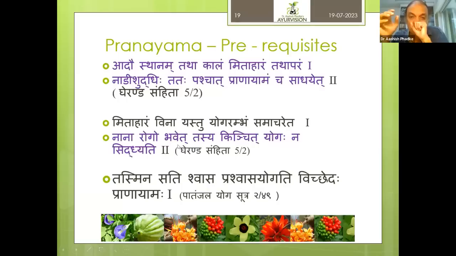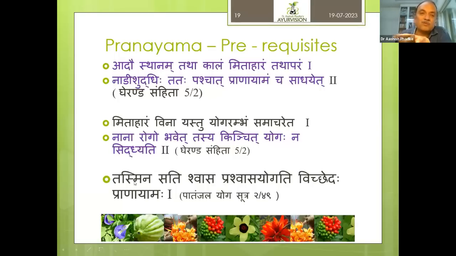Now, if a person who doesn't follow mitahar, if he doesn't know what mitahar is, and starts doing pranayam or yoga in general, then forget getting siddhi, he will get contracted with different kinds of diseases. That has been mentioned by Gheranda Samhitakar. So that is why mitahar is important. Now, what mitahar is, we will see.